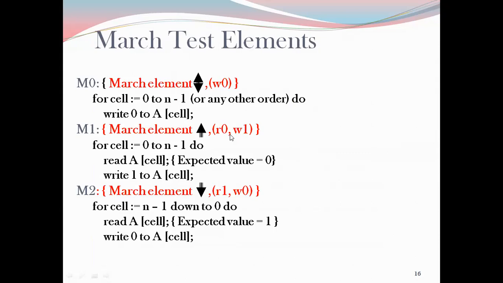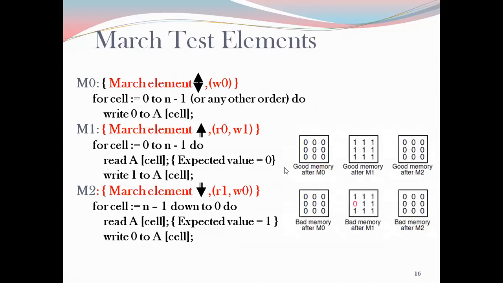After reading is done, I carry out the write operation where 1 is written to each cell, again in the increasing order of the addresses. This is followed by the third March element, which says that in the decreasing order of the memory addresses, I am going to read the value 1 from each cell. That is again the expected value. And after all the cells have been read, I am going to write 0 to all the cells.